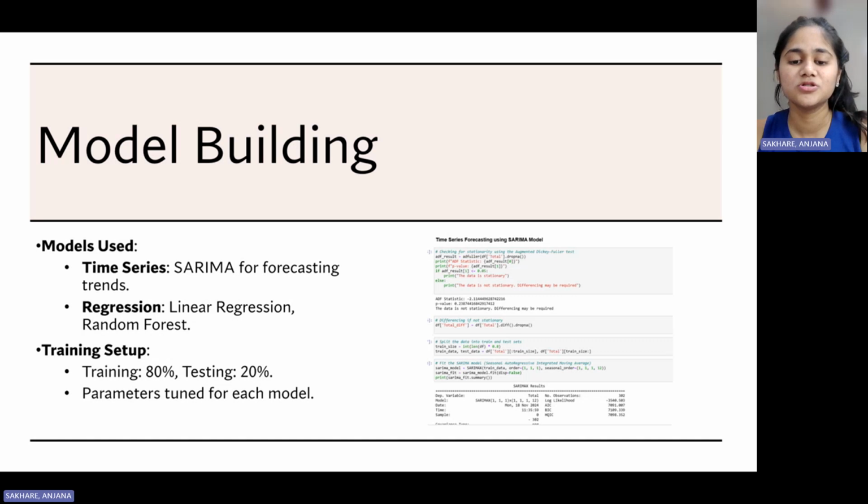Coming to the model building, I divided this data into 80% training and 20% testing, and I used regression models like the linear regression and the random forest for predictive analysis and the SARIMA for the time series forecasting. The random forest had the best performance overall, but it ran the danger of overfitting. Whereas the SARIMA successfully captured seasonal patterns with an R square of 0.999. The random forest demonstrated its ability to effectively capture nonlinear interactions as well.